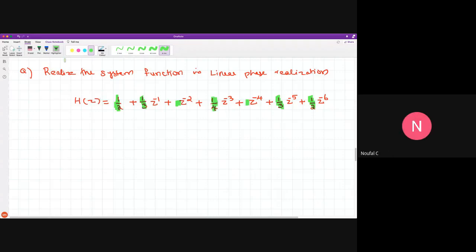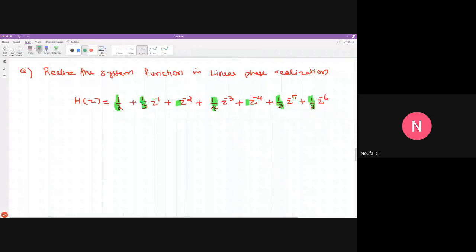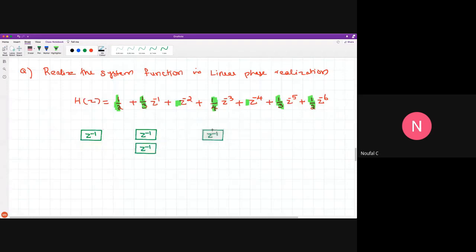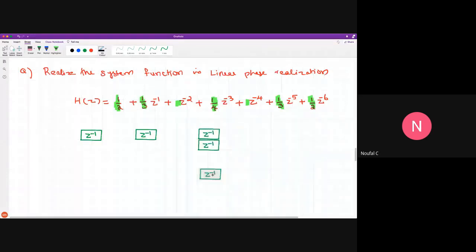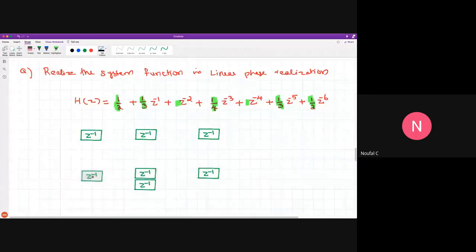So how many delay elements should be required? Six. So you will have to distribute 6 delay elements evenly on top and bottom. So I'm writing z raised to -1. Then let me copy this down. Another one, another one, another one. You have another one, and you have already 6 delay elements.